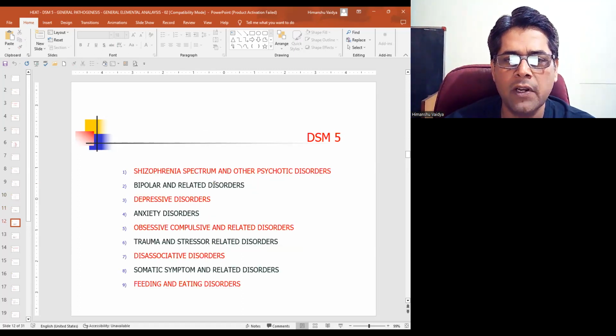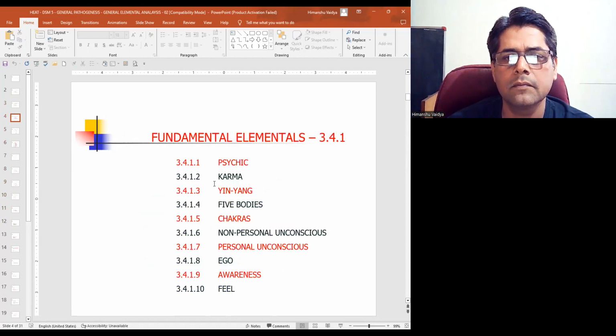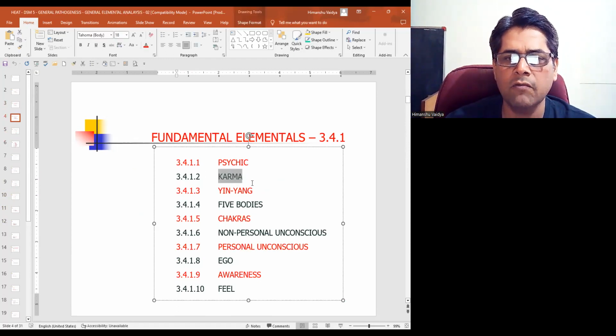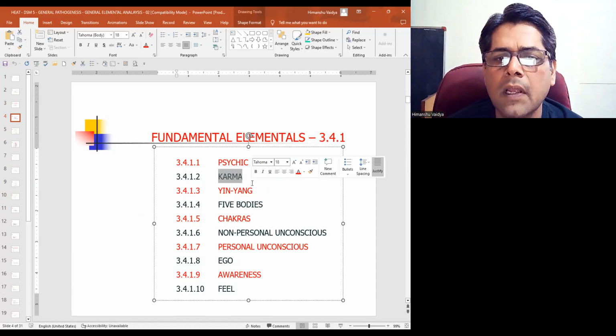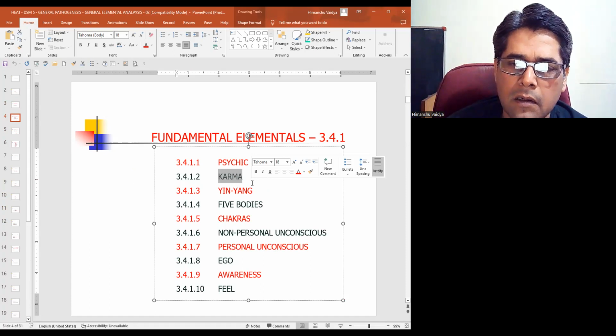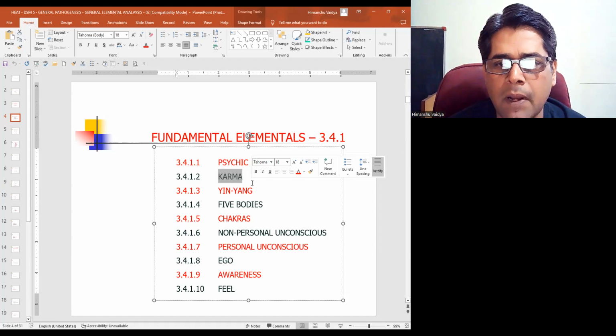Say bipolar and related disorders, the second one. It is heavily karmic, that will be true. 1.2 will be true for practically all disorders. 1.3 also often is true. There is a strong bisexual component often found in bipolarity.